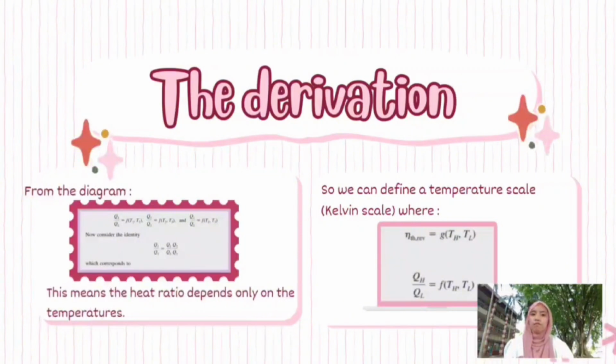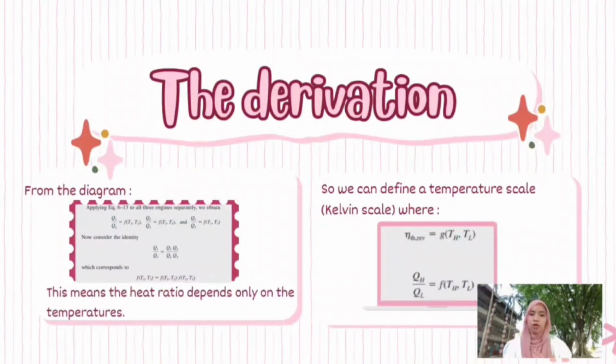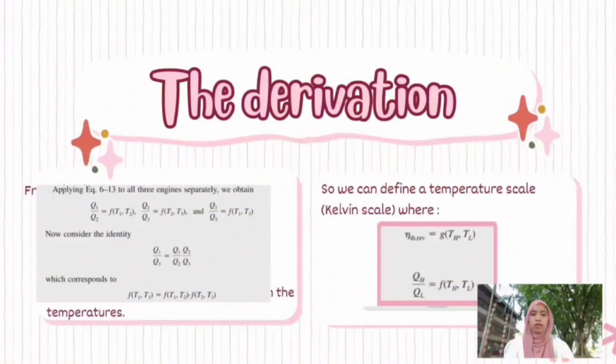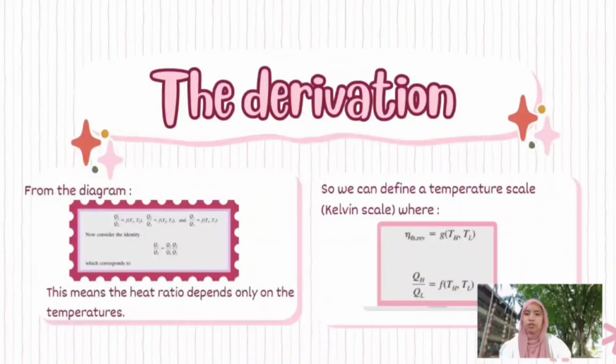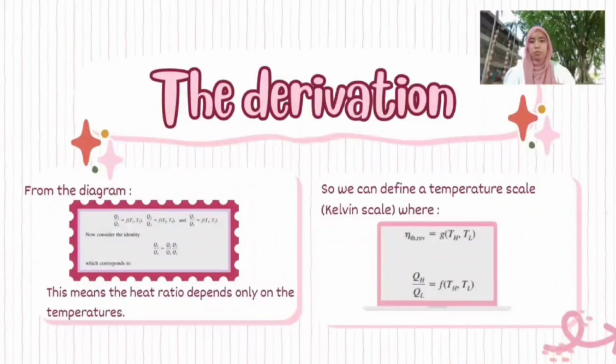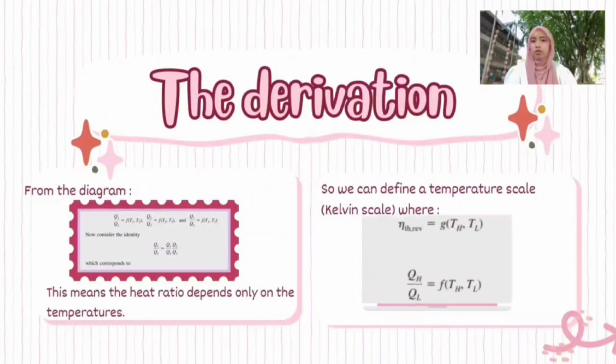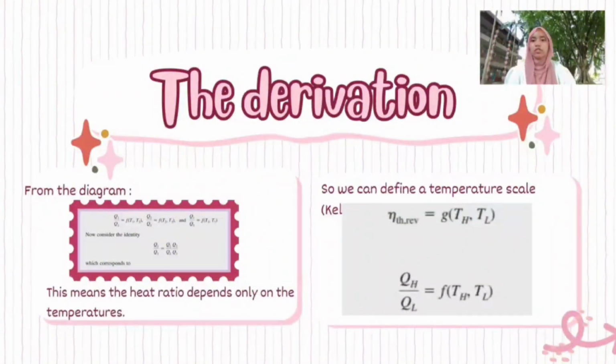From this setup, we can confirm that the relationship Q1 over Q2 equals F(T1, T2). And we find that Q1 over Q3 equals Q1 over Q2 times Q2 over Q3. This means that the ratio of heat flows depends only on temperatures. So we define a new temperature scale where temperature is proportional to heat transfer. This leads directly to the Kelvin scale, which is based purely on physical law.